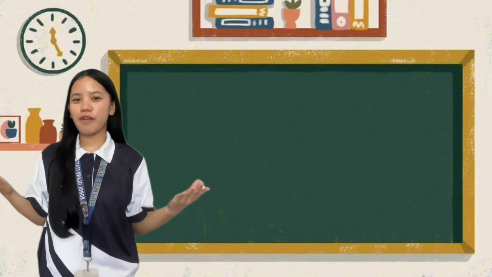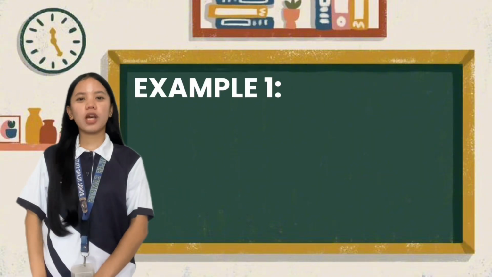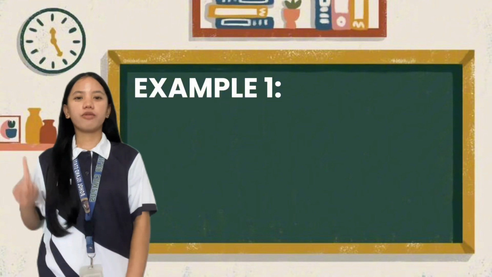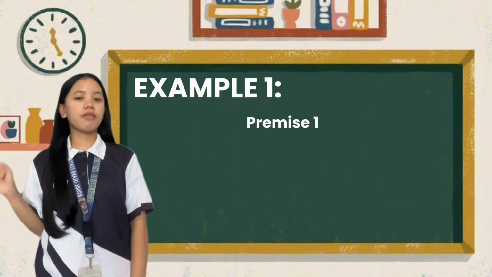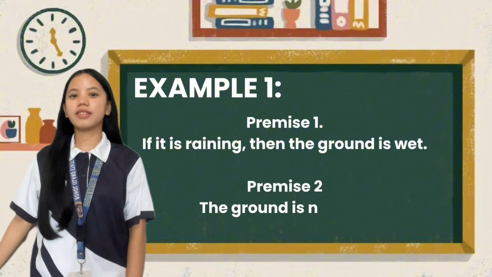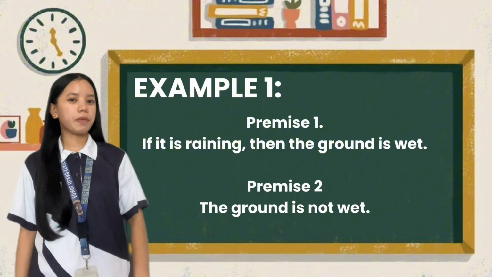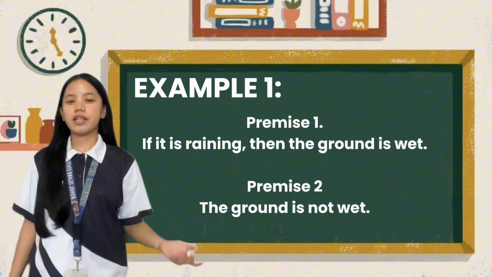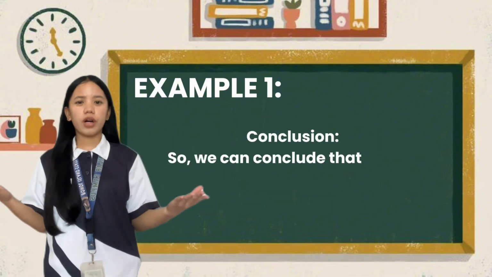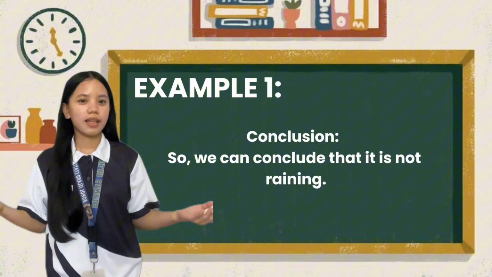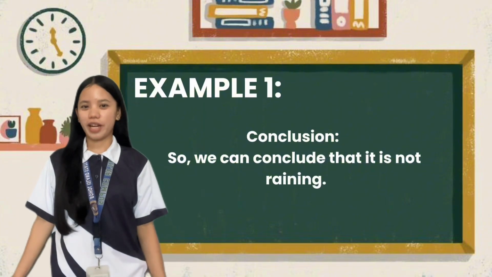Now let's have an example. Suppose we have a statement. For premise 1, we have if it is raining, then the ground is wet. For premise 2, the ground is not wet. Therefore, we can conclude that it is not raining.